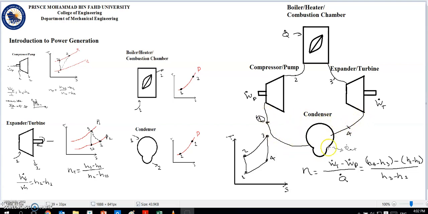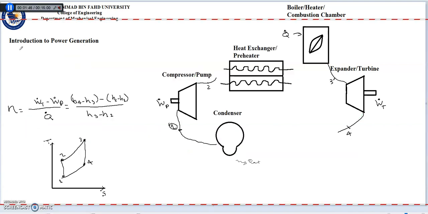But in the process, there's a lot of heat lost. Heat which we had to pay for in the combustion chamber. So what if we could use part of that heat? What if we could take some of the heat from here and use it to preheat our fluid here? So we need to use a heat exchanger.